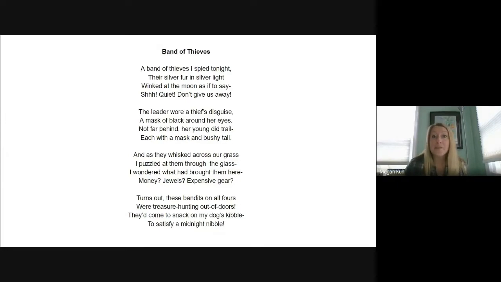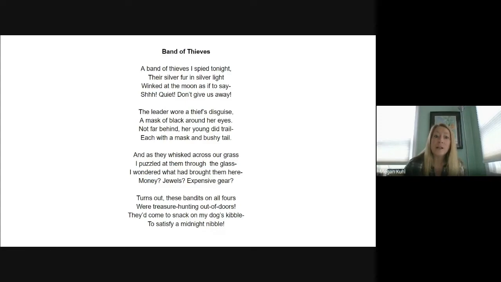A band of thieves I spied tonight, their silver fur in silver light, winked at the moon as if to say, shh, quiet, don't give us away. The leader wore a thief's disguise, a mask of black around her eyes. Not far behind her young did trail, each with a mask and a bushy tail. And as they whisked across our grass, I puzzled at them through the glass.